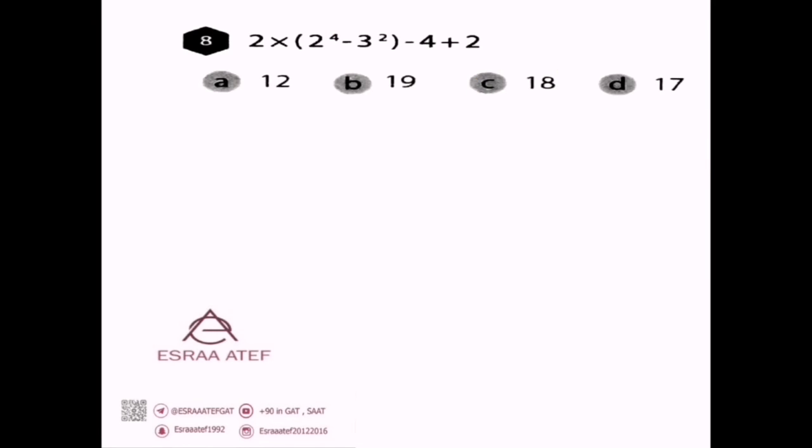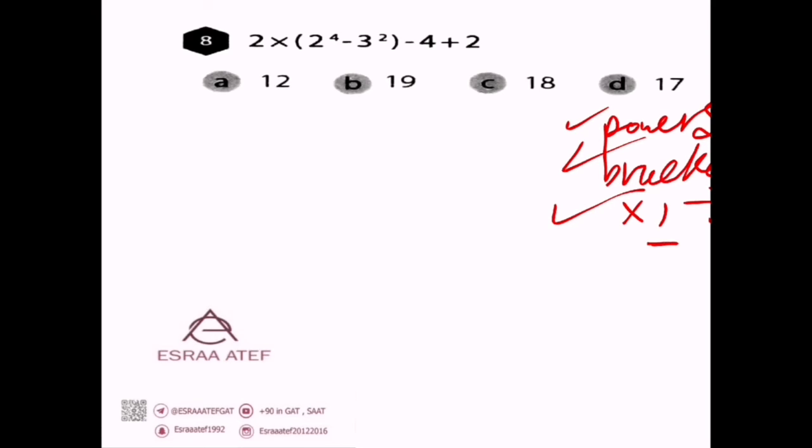Next one, same. Do we have brackets or powers? Yes, we have powers, which we will do first, and then we have brackets. Then multiplying or division, and subtracting or adding, and we have them. First we will do the powers, which is 2 to the power of 4, which will be 16, minus 3 to the power of 2, which is 9. And then solve them first. 16 minus 9 will be 7.